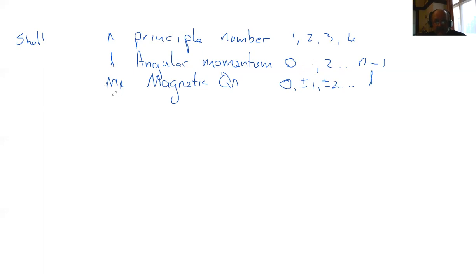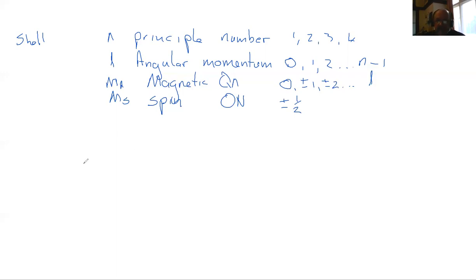And the other thing that we've got is m_s, and this is spin. It's not something we're talking about in the political sense. This can have a value of plus or minus 1/2.